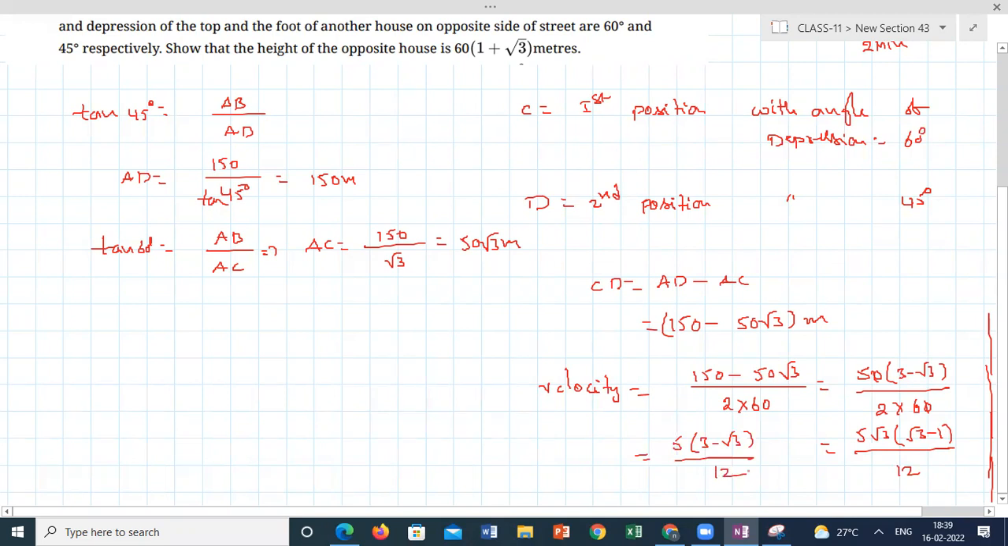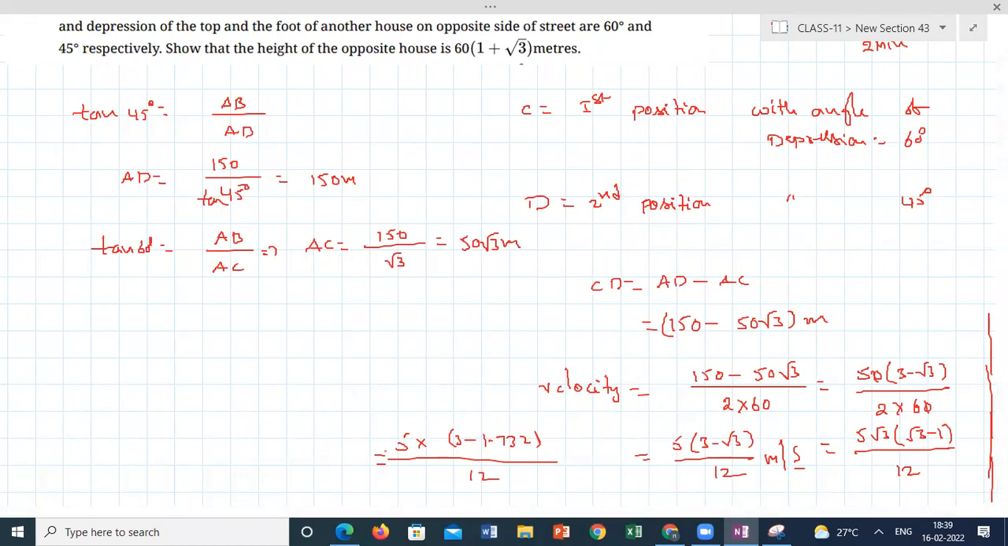This is also the right answer, in meter per second. If you have the time, calculate the accurate value: 5 into 3 minus 1.732 divided by 12. Like this also, you can calculate the final answer. Is it clear, students, what I'm saying? Friends, is it clear? Yes, sir, understood.